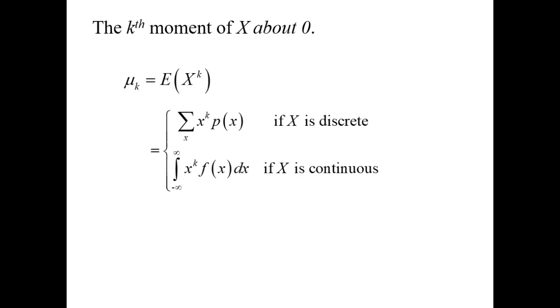X raised to k. And if X is discrete, the equation is summation over x of x raised to k p of x, where p of x is the PMF of the random variable X. If X is continuous, it is equal to the integral from minus infinity to plus infinity of x raised to k f(x) dx, where f(x) is the probability density function of the random variable X.